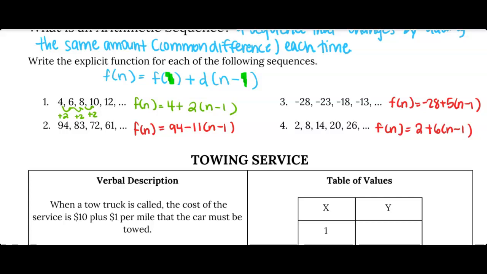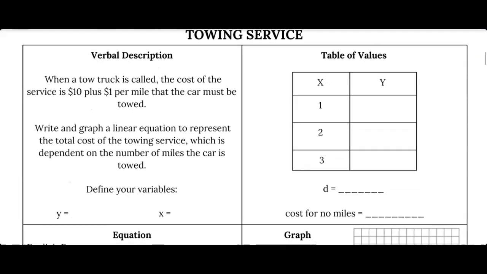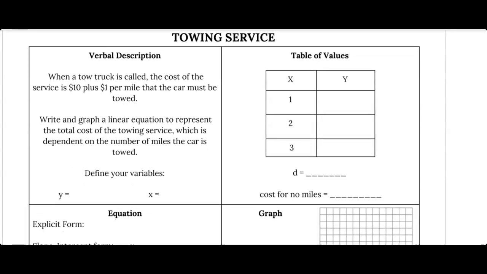So the first big main thing that's going to be new to us is that we could be going from a situation rather than just a sequence. So when we look at this first example of a towing service, we see that when a tow truck is called, the cost of the service is $10 plus $1 per mile that the car must be towed. So we're going to write a graph and a linear equation and do all of these things.